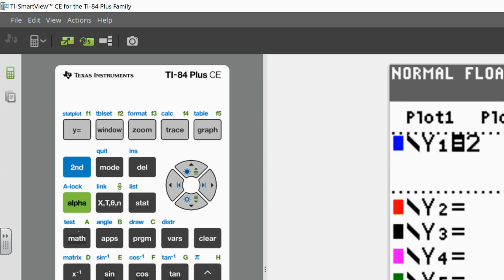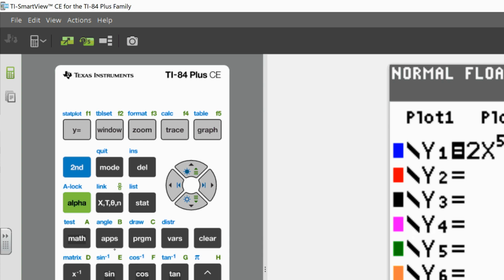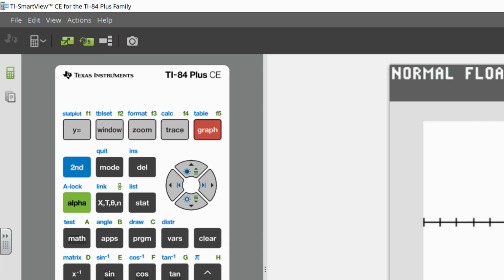Clear. 2x to the 5th minus 14x to the 3rd. And I'm going to go on and just graph it. So we do have some places that it crosses. 2 of them don't look nice.